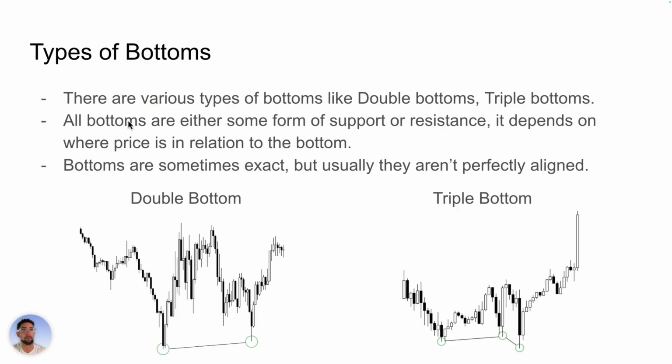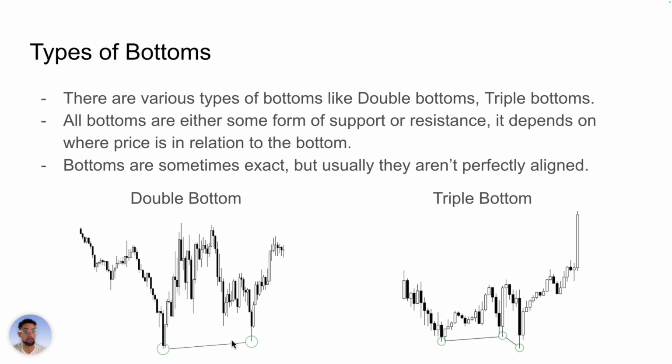So, types of bottoms. There are various types of bottoms like double bottoms and triple bottoms. All bottoms are either some form of support or resistance. It depends on where price is in relation to the bottom. Bottoms are sometimes exact, but usually they aren't perfectly aligned.